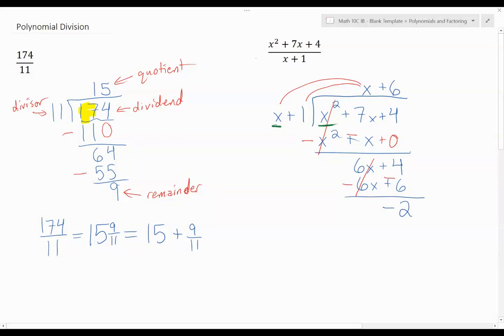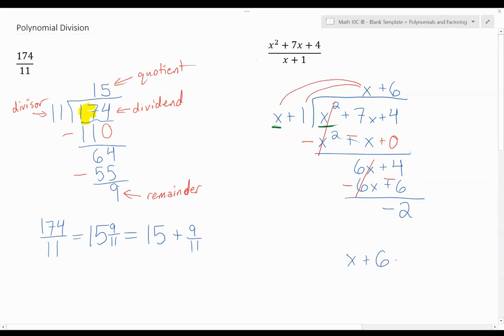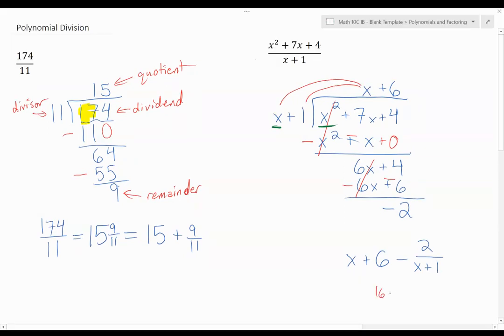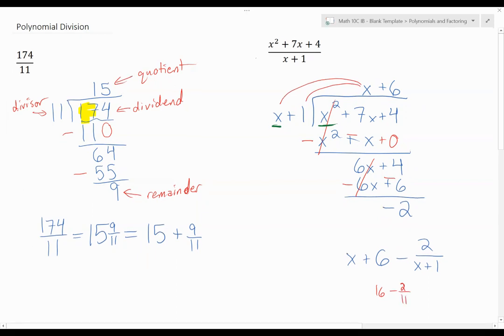That would obviously be an issue with my 174 divided by 11. But I actually kind of want to think about this because remember I said that if x was equal to 10, this would be equivalent. And what we have is 15 plus 9 11ths when we divided 174 by 11. In this case, this would sort of be equivalent. So it's x plus 6 minus 2 over x plus 1. If x was equal to 10, then what this would be giving me is 16 minus 2 11ths, which we certainly wouldn't do with fractions, but it is actually equivalent to 15 plus 9 11ths.